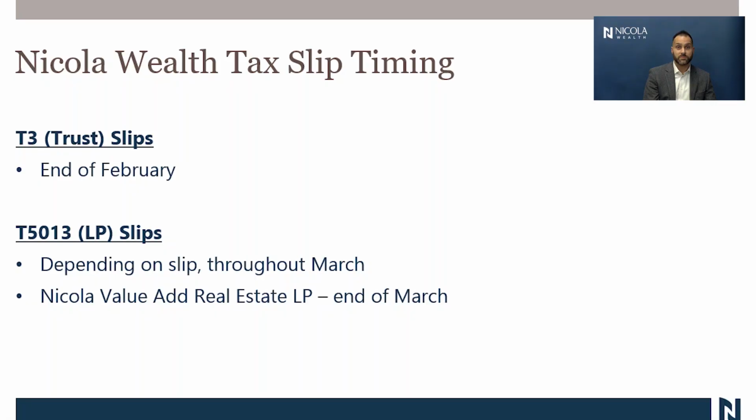Thanks, Mark. Let's go back to tax slips. Exactly when will tax slips be available? T3 slips are required by the CRA to be sent to taxpayers no later than 90 days after the tax year end, and T5013 slips by March 31st. Our pooled funds issue T3s, and we aim to have them available by early March. Limited partnerships issue T5013s, and they're available at various points throughout March, with the last one being available in late March.